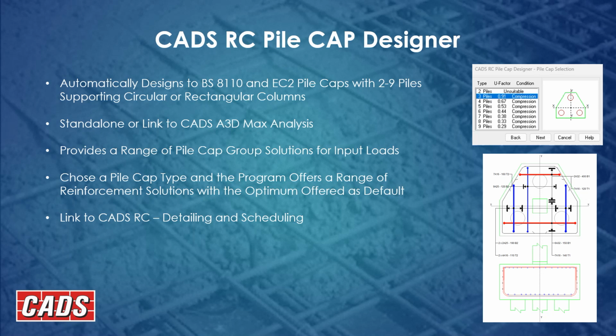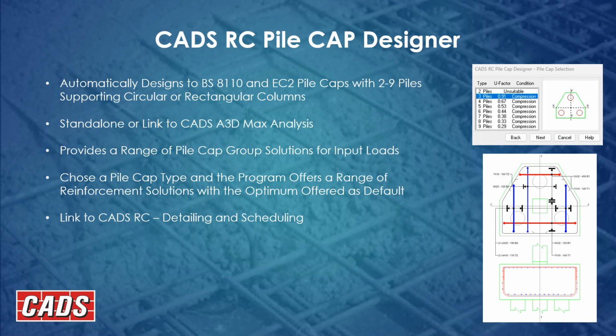And these are the PileCap features. 8110 and EC2, a choice of 2 to 9 different piles per PileCap, supporting either circular or rectangular columns, as it says there. There's a link to Cads A3D Max that does improve the efficiency. You bring all the loading information through that way.